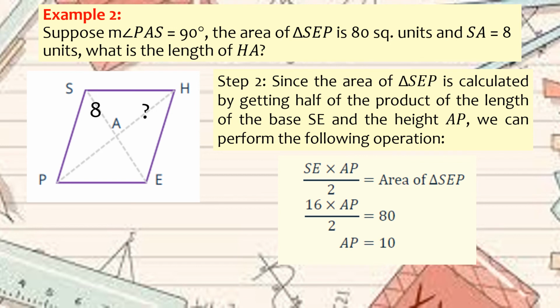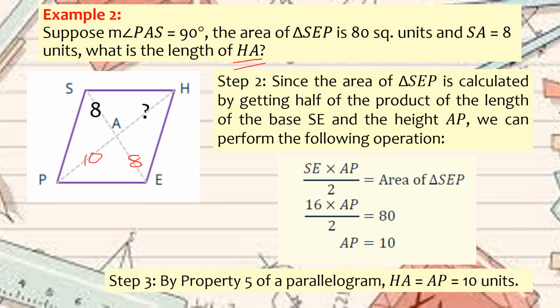We already solved for the value of AP, which is 10. So, let us go back to this figure. If SA is 8, therefore AE is also 8. If AP is 10, therefore HA, which is our unknown, is also equal to 10. So, meaning, the value or the length of HA is 10 units.